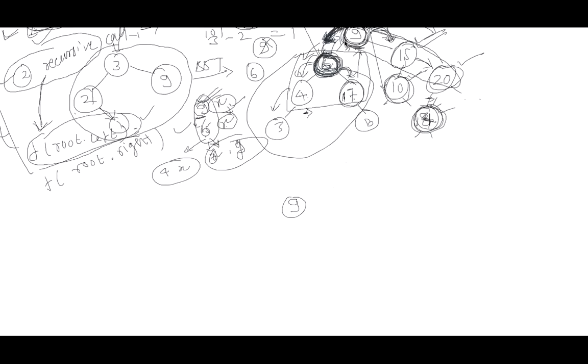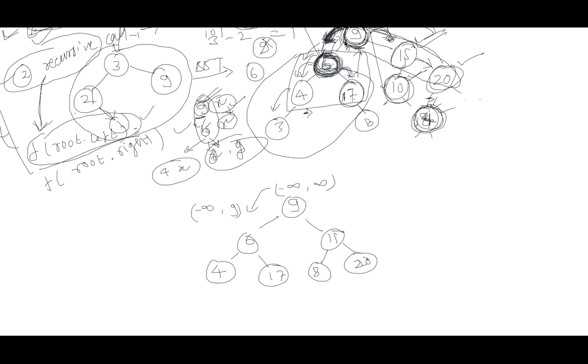9, we have 6, we have 15, we have 4, we have 17, let's say, and we have 50, 20, and let's say we have 10, let's say 8 here. That's it. When we are here, the limit is minus infinite and plus infinite, right? Let's come here. So the limit would be minus infinite and 9, right?